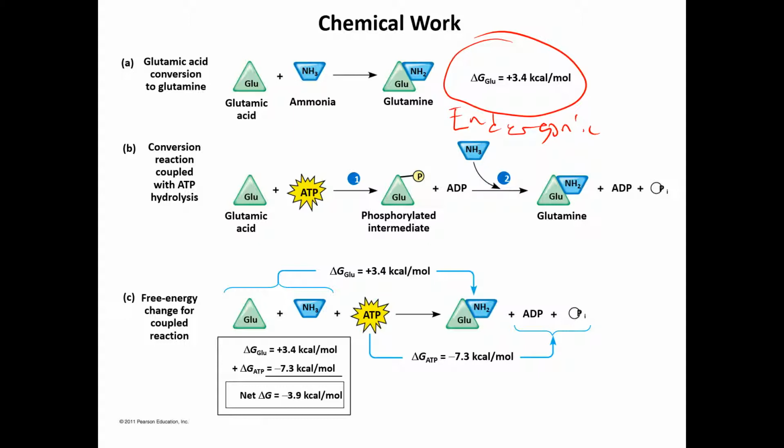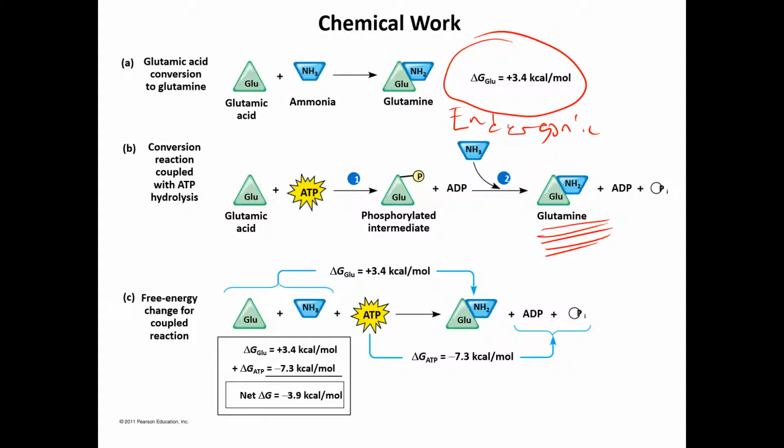Now you can take ATP, you can hydrolyze it, and the phosphate group gets transferred to the glutamic acid. Glutamic acid then has a higher amount of potential energy. It can interact with the ammonia and form glutamine. So what's going on here? Now this reaction by itself, to go from glutamic acid and ammonia to form glutamine, has a positive delta G value, plus 3.4 kilocalories per mole.